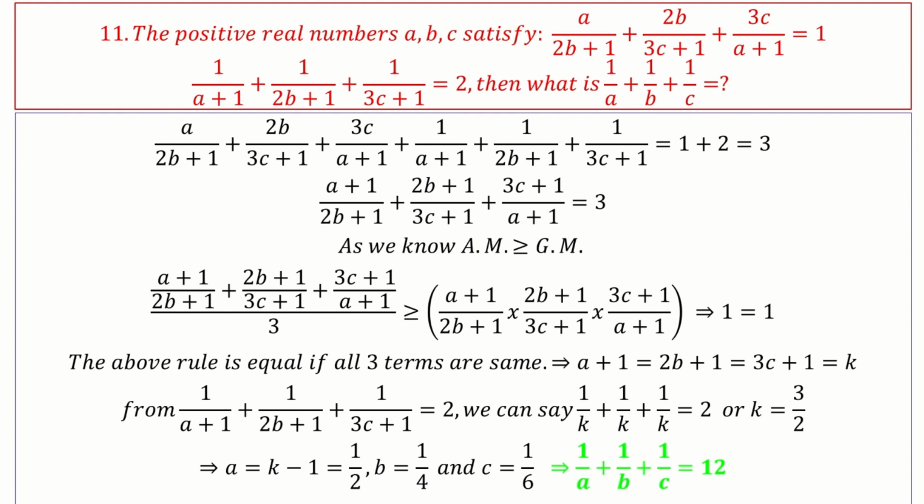So the important step is to know this. Remember that arithmetic mean is greater than or equal to geometric mean, and they are equal if all the three terms are the same. Remember that. Once you know this, it is very easy, because you can see the symmetry in the given equations.